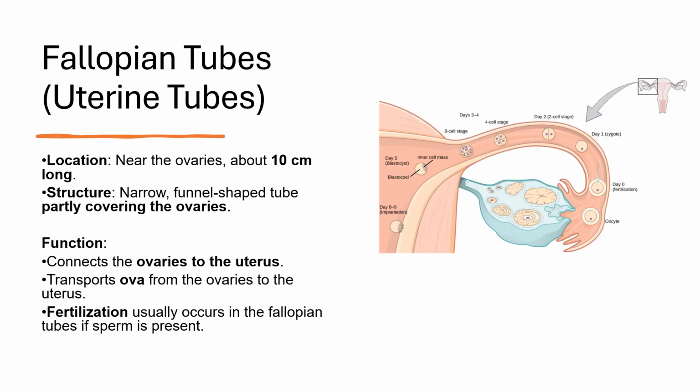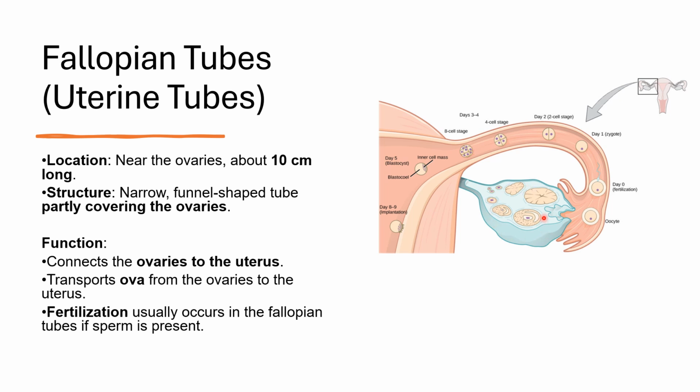The next part that we are going to talk about is the fallopian tubes, or else known as the uterine tubes. The fallopian tubes are located near the ovaries. Here you can see an ovary, and this is the fallopian tube. As you can see, it is located near the ovaries, and it is about 10 centimeters long. This is a narrow tube. It is also like a funnel at the part covering the ovaries. You can see this part, it looks like a funnel taking in all the ova released by the ovaries.